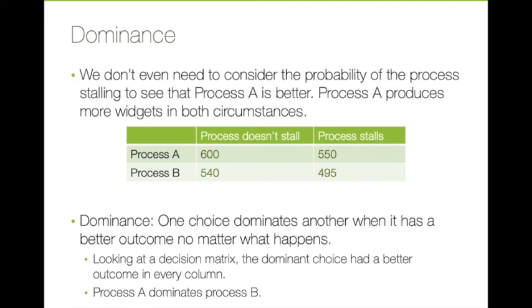We can see that one choice dominates another if we look at the decision matrix and see that for the dominant choice, there's a better outcome for that choice in every column. So in our example we just looked at, process A dominates process B. If we look at the columns of the decision matrix above, we see that in every state, stalling or not, process A guarantees a better outcome.